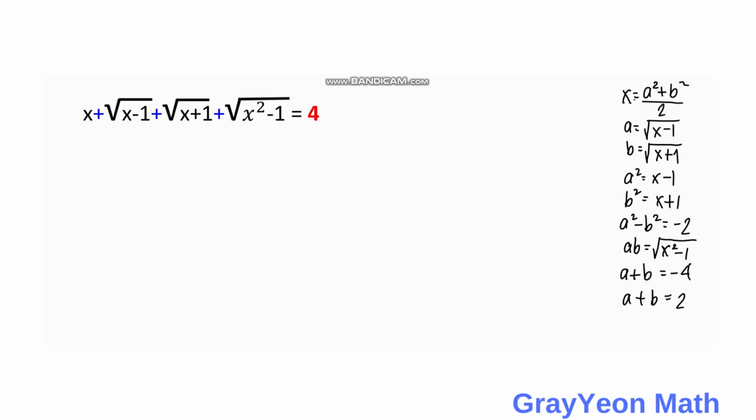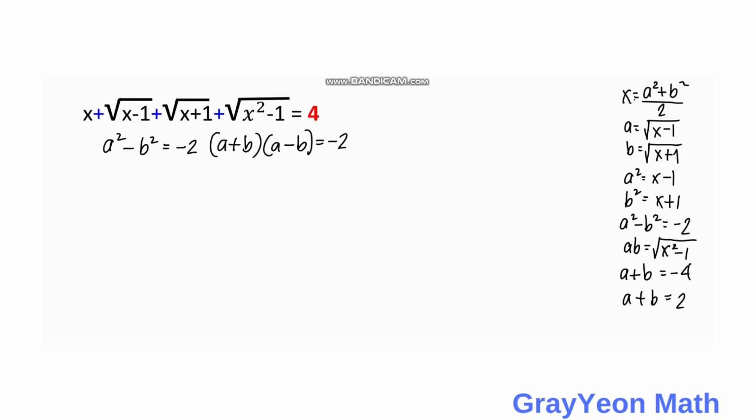Okay, so next is we use the value that we got earlier, a squared minus b squared is equal to negative 2. We can factor this out as a plus b times a minus b is equal to negative 2. So, since we have two values for a plus b, then we have two sets of solutions for this problem.